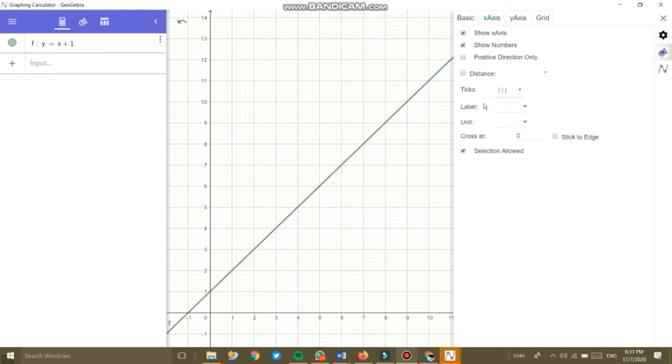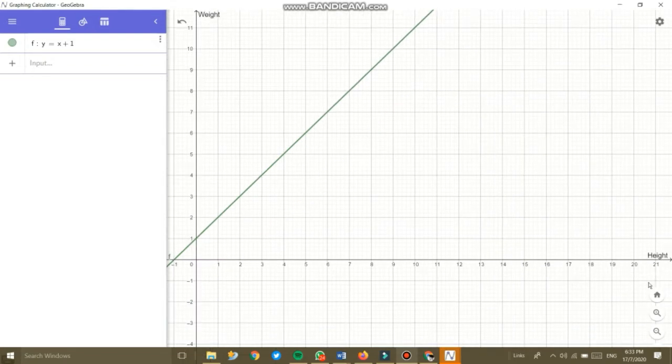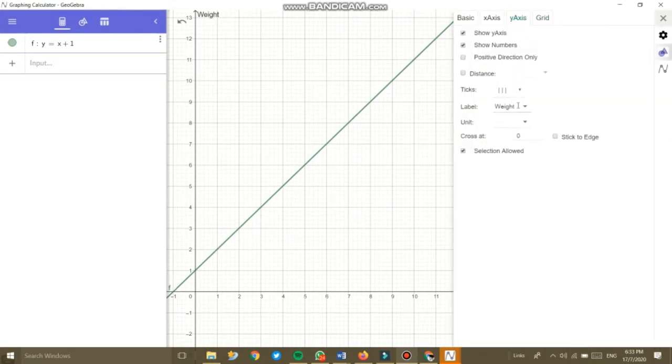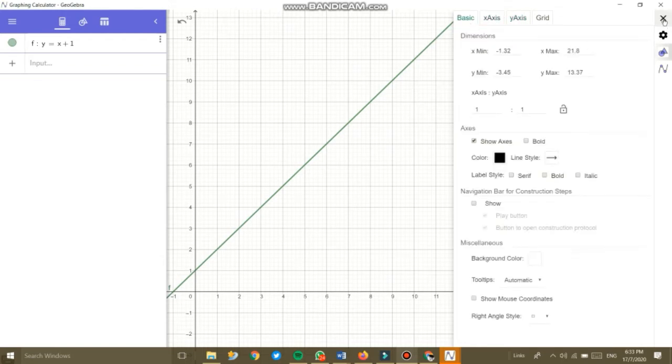So you can also label it. For example, for x-axis we will use height, and then for y-axis we use weight. As you can see, there will be label here. You can also change the color of the graph, the style, however you want.